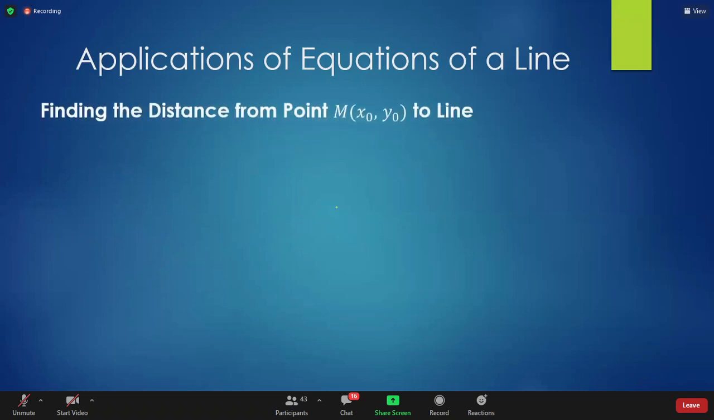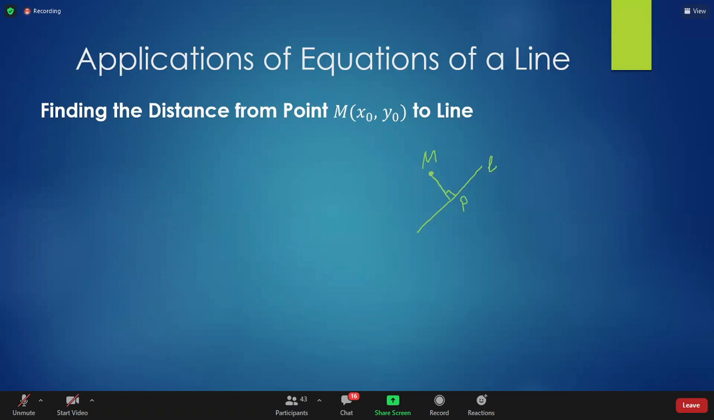One more application: finding the distance from a point to the line. We suppose we have a point, we suppose we have a line, and we want to find the distance from this point, M, to the line, let's say L. The one thing to remember is that the distance is the perpendicular distance, the shortest distance.